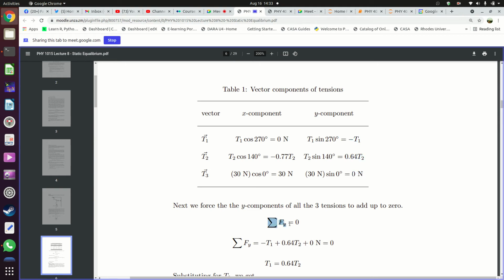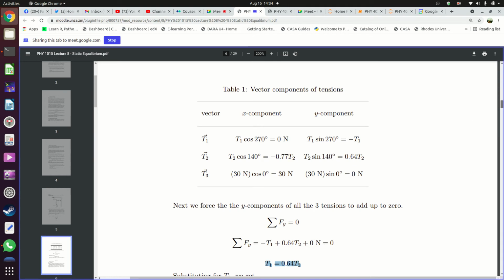The sum of the forces along the y should be equal to 0. That's going to be minus T1, plus 0.64 T2, plus 0 newtons, equals 0. When you move this bit to the other side, you end up with T1 equals 0.64 T2. So this is how T1, the tension in the first rope, is related to the tension in the second rope.